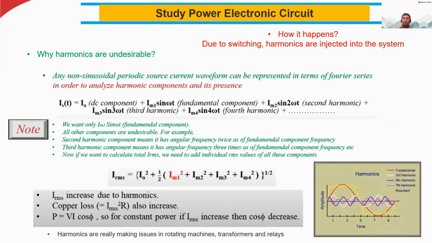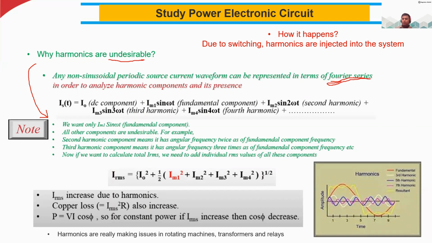So we know how harmonics happen: due to switching, harmonics are injected into the system. Why are harmonics undesirable? Why do we not want harmonics? Any non-sinusoidal periodic source current waveform can be represented in terms of a Fourier series. First of all, I will explain in a while why harmonics are undesirable. Before that, we have to go to some mathematical representation of the waveform.